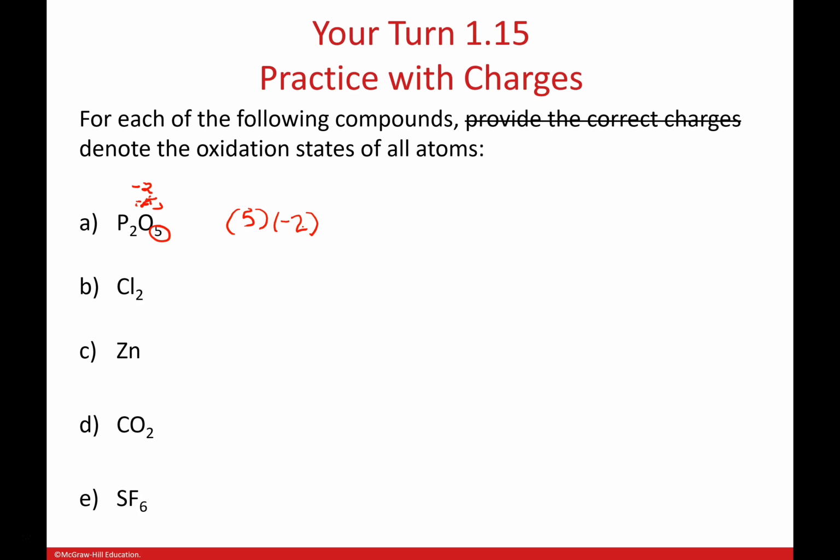Now, how many phosphoruses do I have? I have 2 phosphoruses, so I'm going to say plus 2 phosphoruses. I'm going to put a question mark over the oxidation state for phosphorus. I can't use it as an anion, because it's not an anion. It's a molecular compound. So I have 2 times a question mark, and I'm going to put the question mark next to my 2.